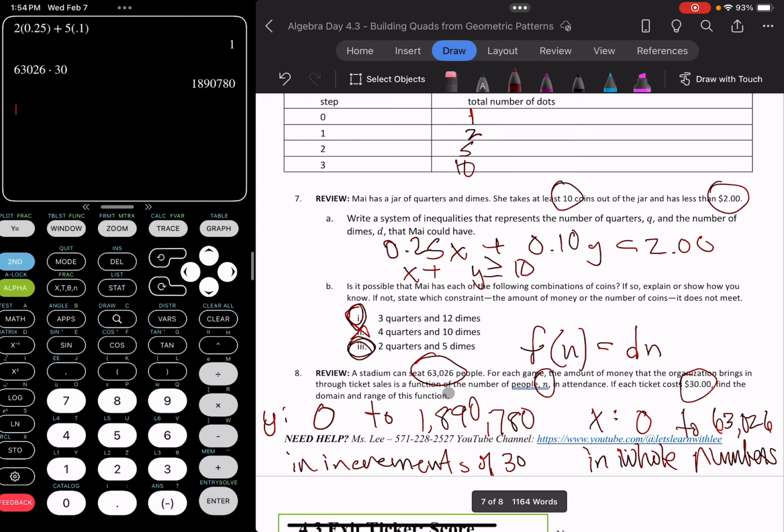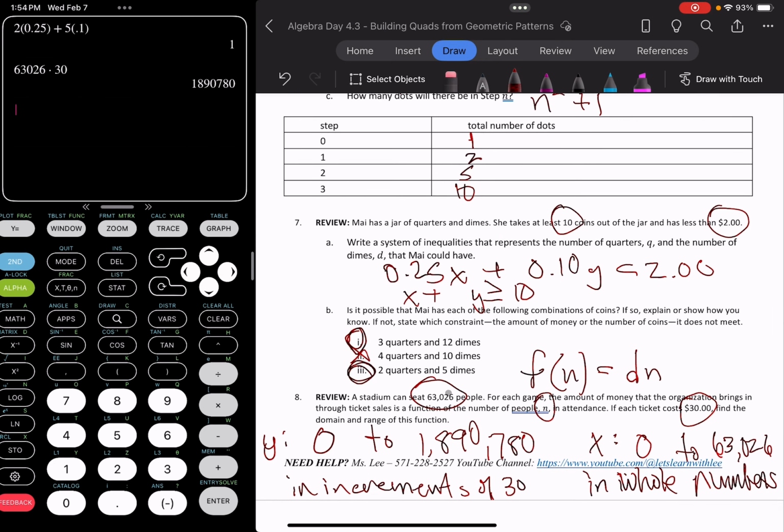All right. So I said that I would go back to this part. I'm going to go back to this part real quick just to show you how we could graph this. So if I wanted to graph this, I would need to solve for y. So I would subtract the 0.25x from both sides. So we would end up with 0.10y is less than negative 0.25x plus 2. And then I need to divide by 0.1.